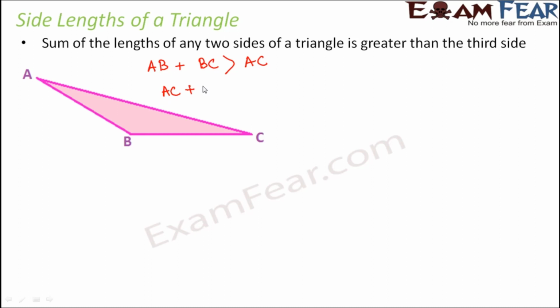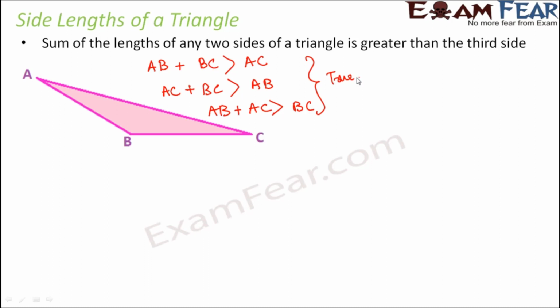Similarly, you will see that AC plus BC will also be greater than AB. You will also see that AB plus AC is greater than BC. So all of these would be true. That means you can pick up any two sides, find their sum, and that will always be greater than the third side.